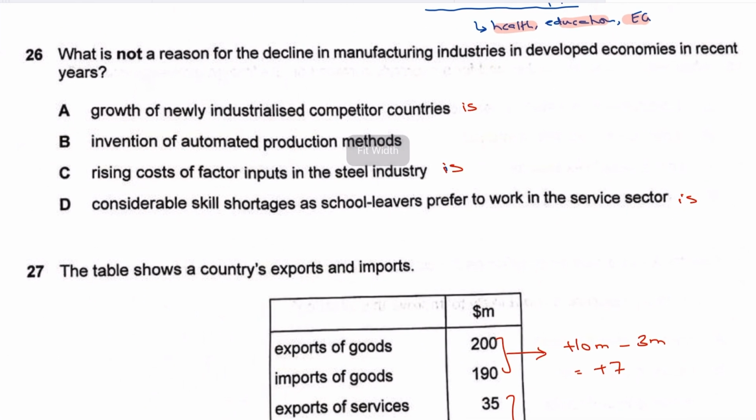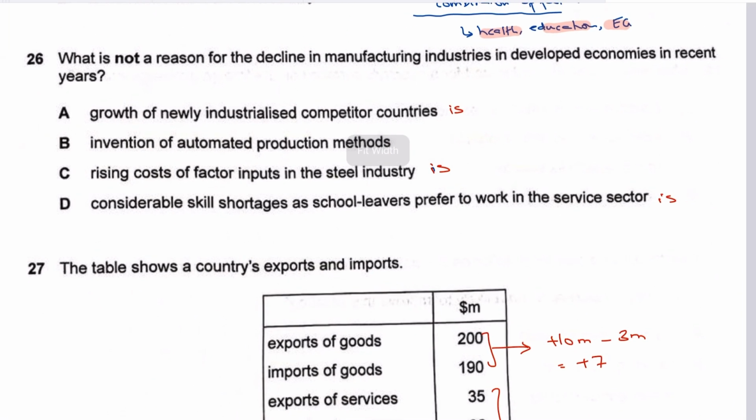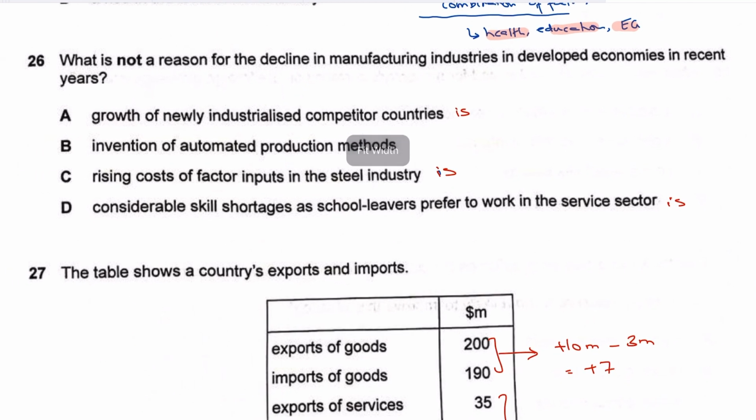26 says, what is not a reason for the decline in manufacturing industries in developed economies in recent years? Growth of newly industrialized competitor countries is a reason, basically, for a decline in the manufacturing sector. Innovation of automated production methods should be the answer, because a rise in cost of factor inputs will reduce output in your manufacturing industries and ultimately maybe decline them. Considerable skill shortages as school leavers prefer to work in the service sector. This will also cause the manufacturing sector to go down. So B is the correct answer.